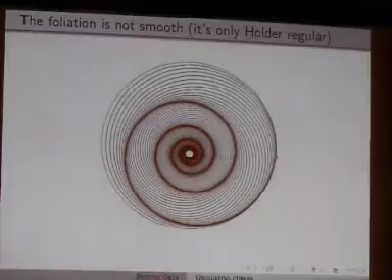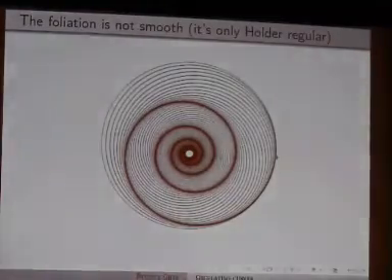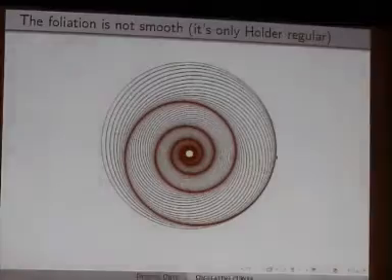On the location of the curve, you see that the density is higher. And since the density is higher, it is a sign that the distribution of circles is not regular, is not smooth.